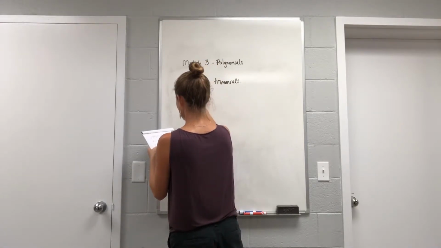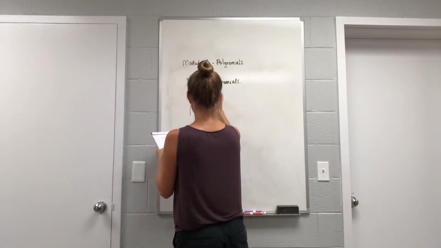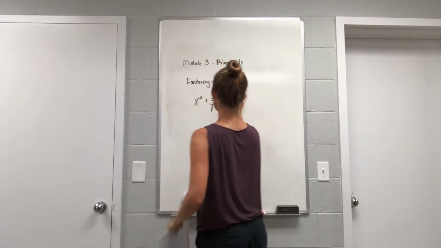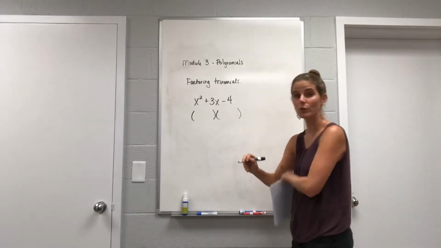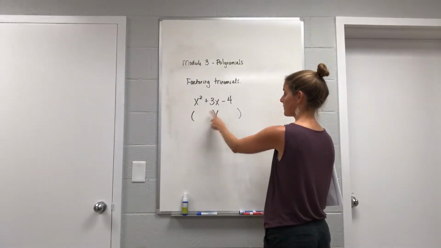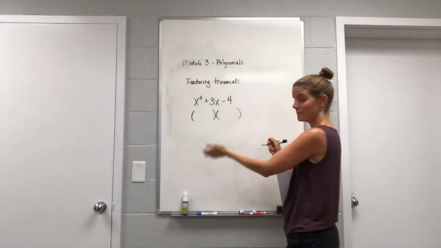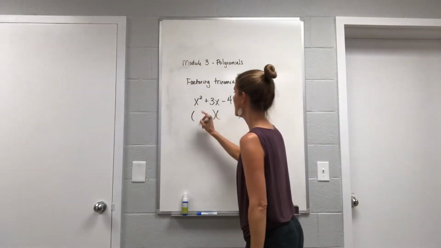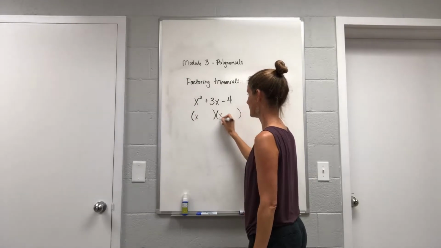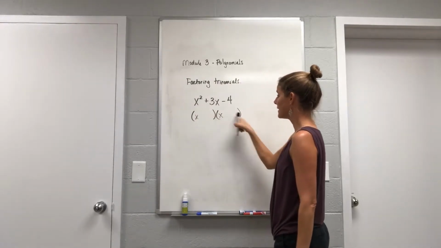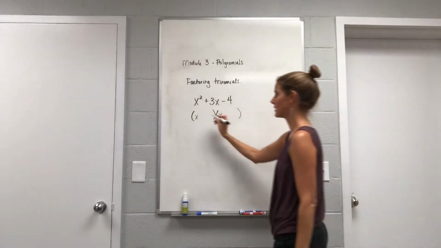Okay, so another example of that, I'm going to show you one where this is a negative. So if this is a negative, that's going to clue you into one of these having to be positive and one having to be negative, because a negative times a positive equals a negative. Also, again, these first two terms must equal x squared, so x times x. And then these are going to multiply to be negative 4 and add up to be 3.